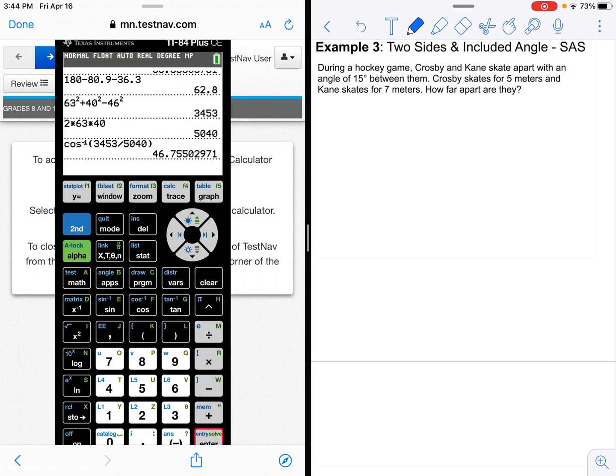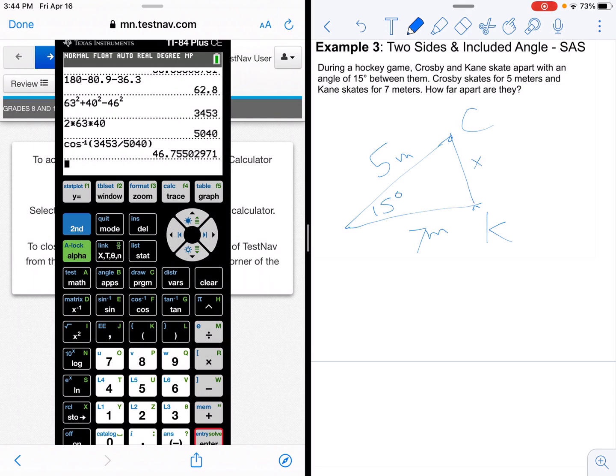This is an example of side angle side. During a hockey game, Crosby and Kane skate apart with an angle of 15 degrees between them. Crosby skates for 5 meters, and Kane skates for 7. How far are they apart?